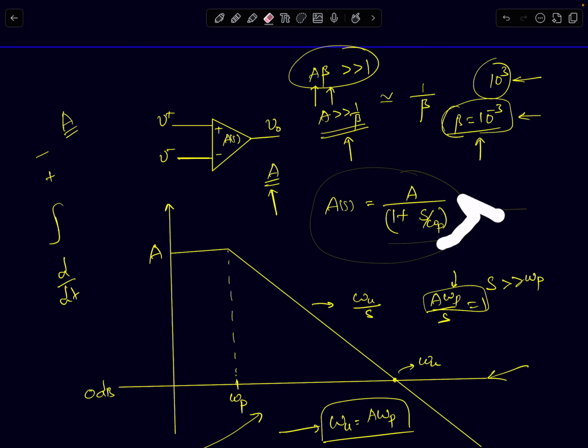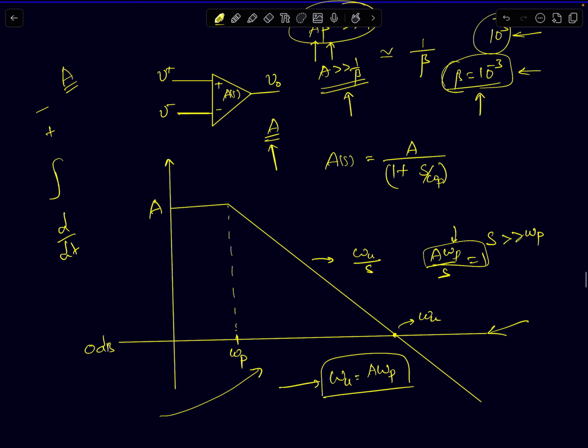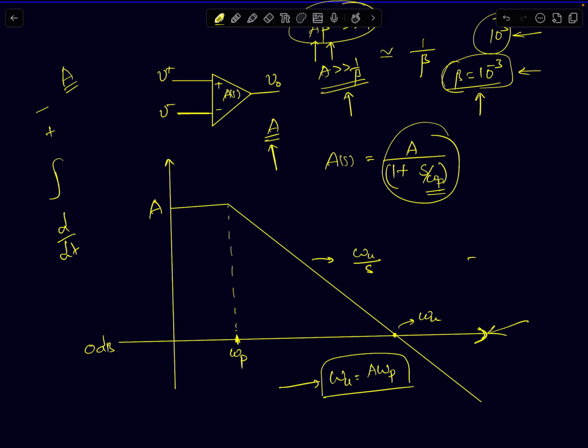So if I plot this frequency response on a frequency scale, as a function of frequency, you can see that the gain will start rolling off after omega p. Omega p is the dominant pole in the op-amp. And then the frequency of interest to us is the unity gain frequency. That is the point at which the frequency response crosses the unity gain, where the gain becomes equal to 1. Or on a log scale, that's the point where your frequency response curve crosses the 0 decibel line.